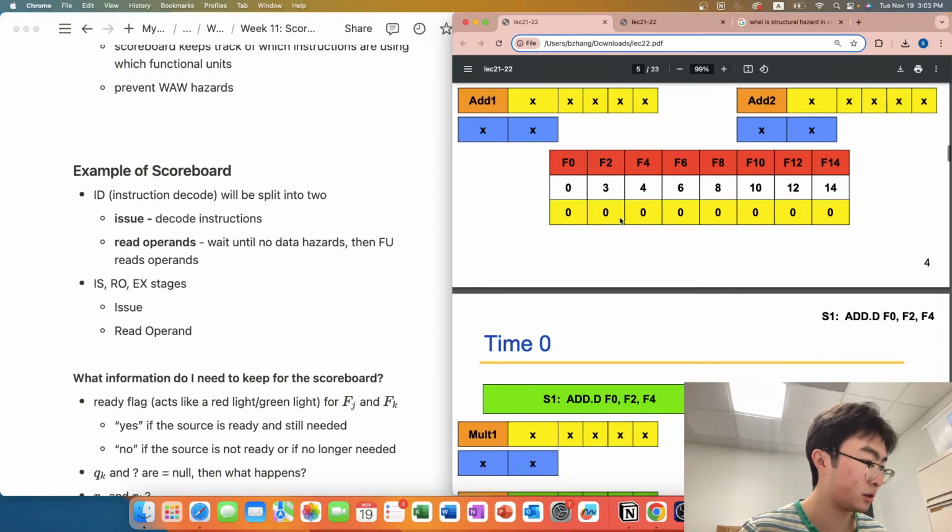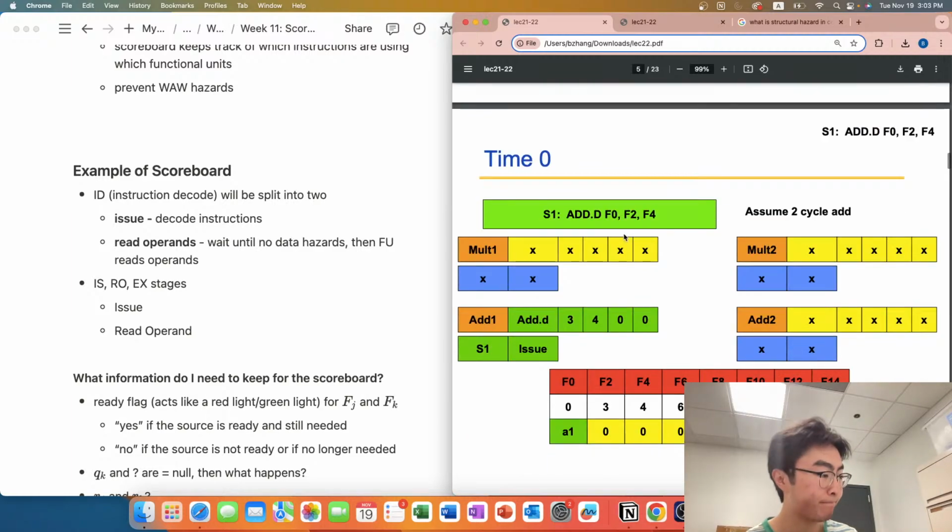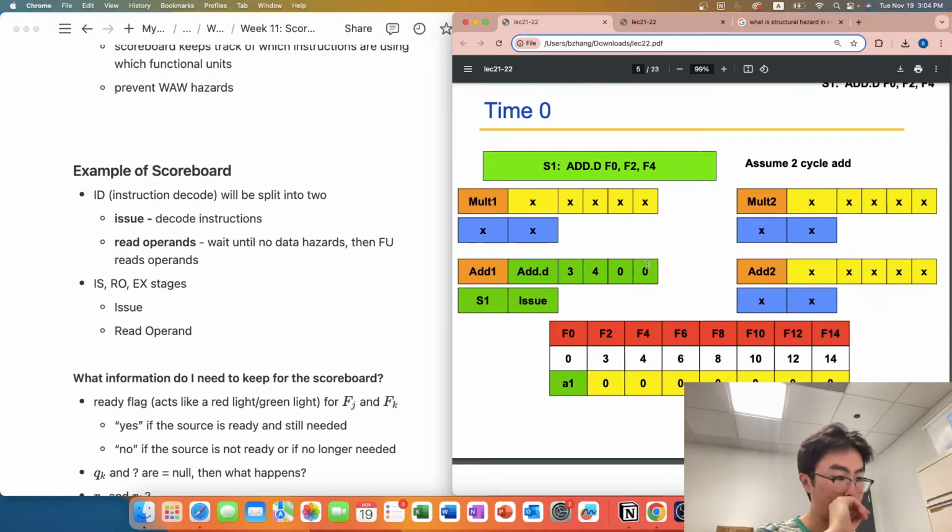Instruction in stage, okay. Stage 1. So F0 is, we're adding this to F0. F2 is 3, F4 is 4, okay, and it does not depend on any pipeline or any other functional unit.